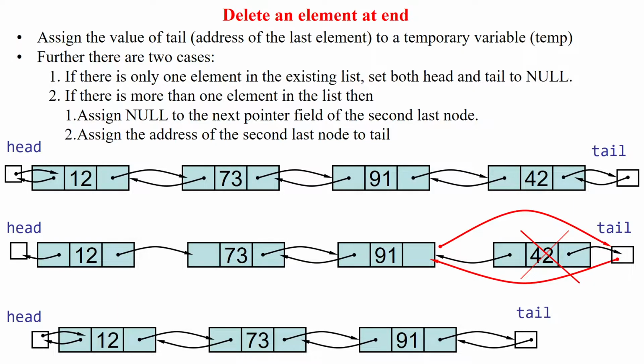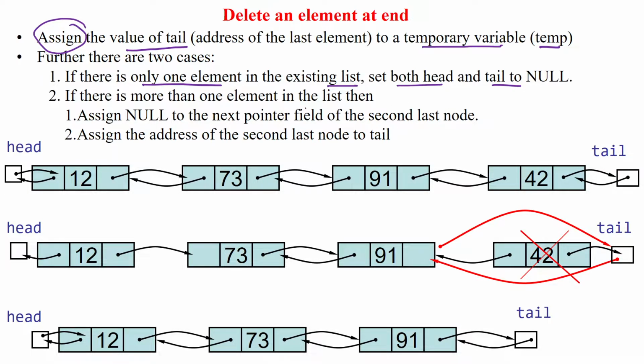Hi, delete the node at end of the doubly linked list. For that, first we have to check the value of the tail node and assign that value of the tail node to the temporary variable temp. Then we have to do two changes. If there is only one element in the existing list, then set both head and tail pointer to null.